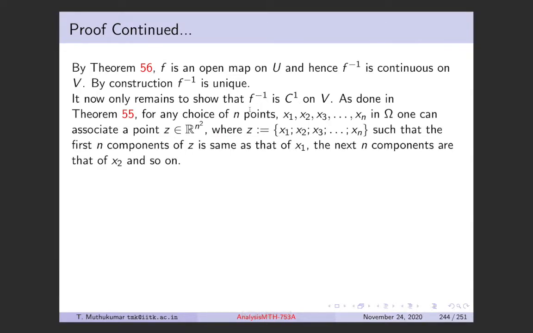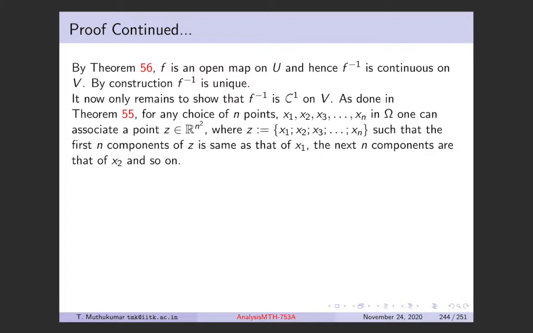So for that, whatever we did in the previous lecture's theorem, we just take any n points in omega and concatenate these points in R^(n squared). So now there's an n-squared tuple, where the first n-tuple is the x1 point, the second n-tuple is the x2 point, and so on. So we have n squared, which you call z, right? We did a similar argument in the previous proof, in the last lecture's proof. So we are just repeating that argument here to prove that this is continuously differentiable.